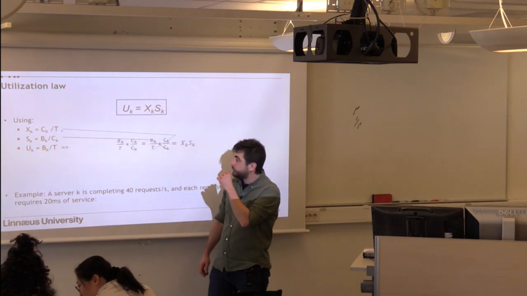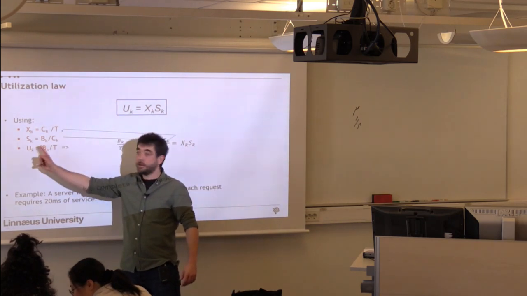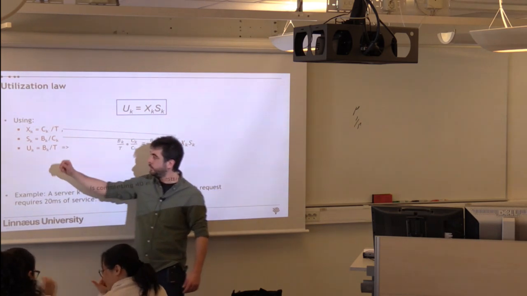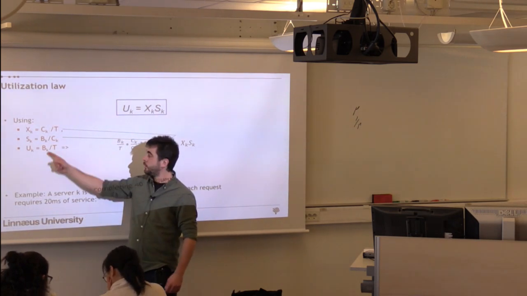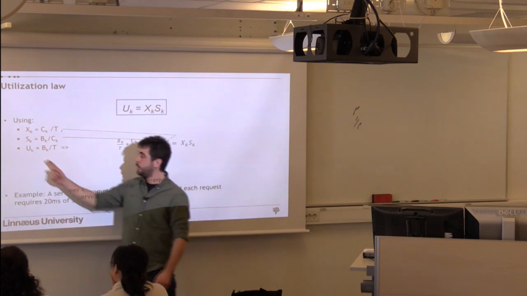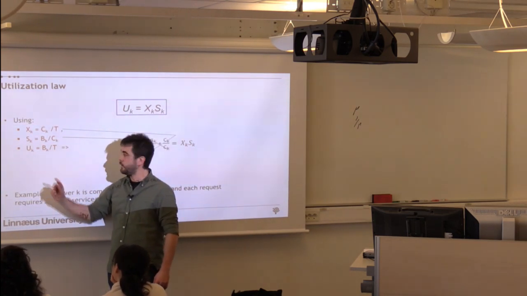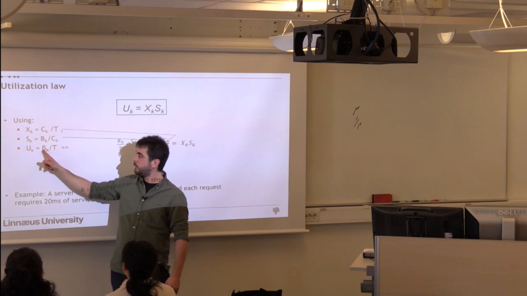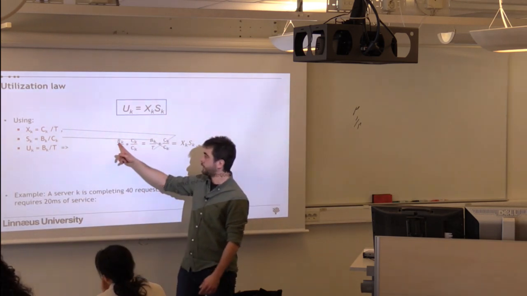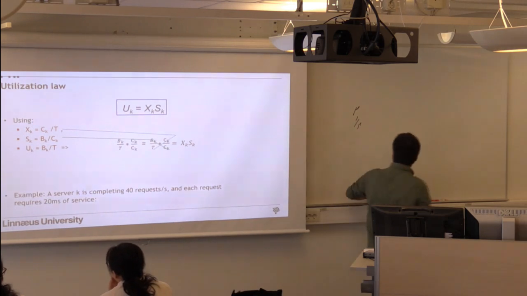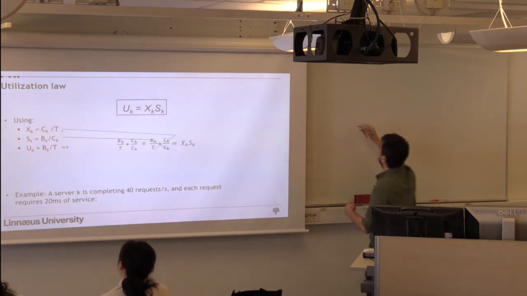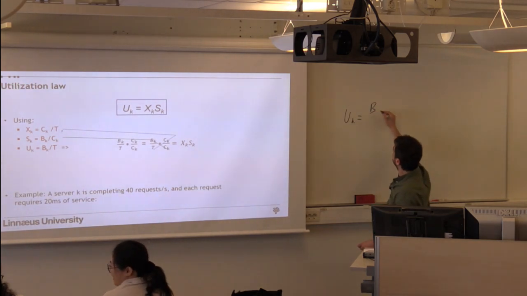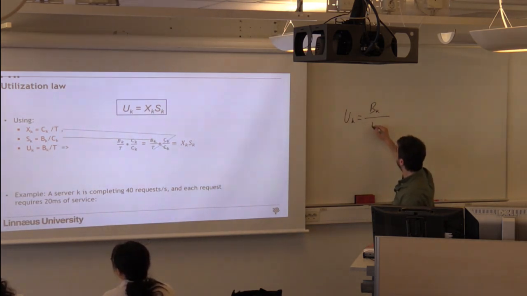Here you have the red formulas that we saw before. We have observed the amount of time that the system was busy, and we divide by the amount of time we have observed the system, and we get the utilization, the proportion of time the system was used. This one we knew already, so let's use this. The utilization is equal to the busy time divided by the total time.